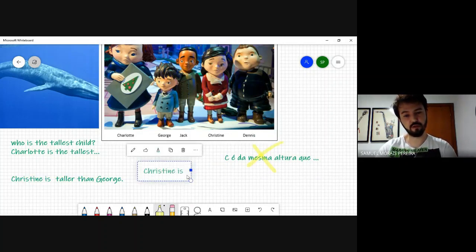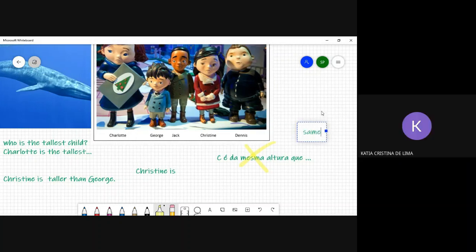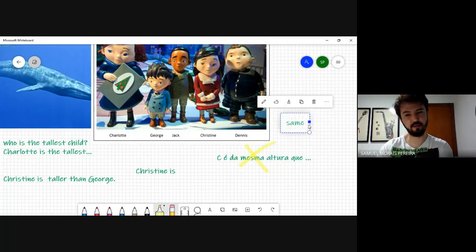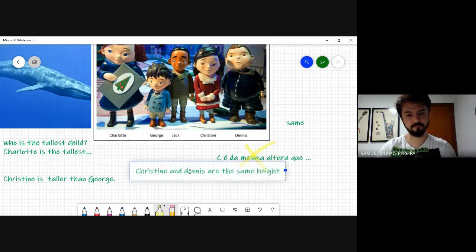Eu vou escrever de duas formas, tá? Eu vou usar a palavra same, que está aí na ponta da sua língua. Tá aí, não é? Same, que é mesmo, né? Mas eu vou escrever de duas formas, ó. Eu vou escrever usando o same primeiro, ó. Christine and Dennis are the same height. É isso que você estava tentando dizer. Isso. Ok? Ó, Christine and Dennis are the same height.